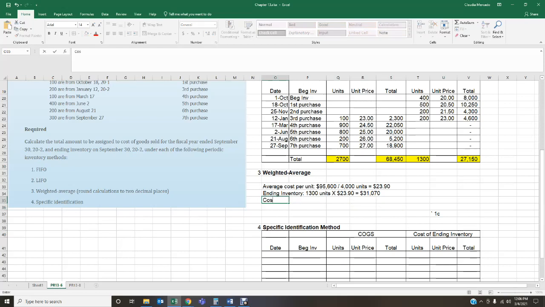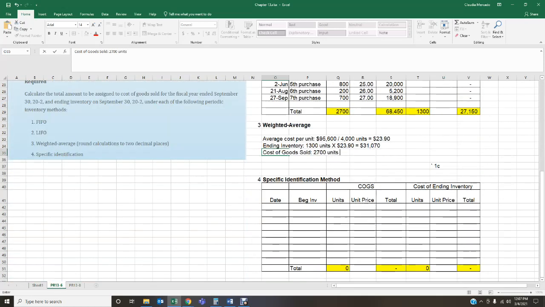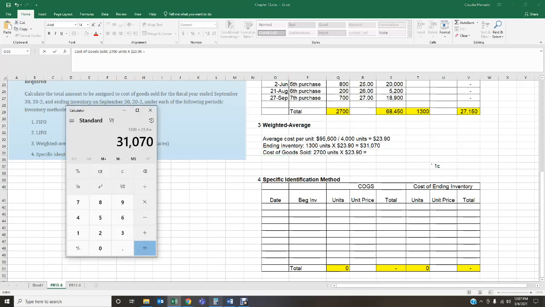Now we have our cost of goods sold. We know that we sold 2,700 units. This is what we sold, 2,700 units, and I'm selling them at $23.90. So we have 2,700 times 23.90, that gives me 64,530.